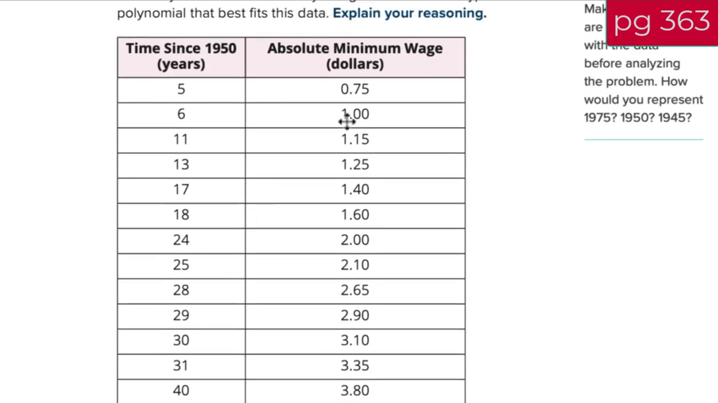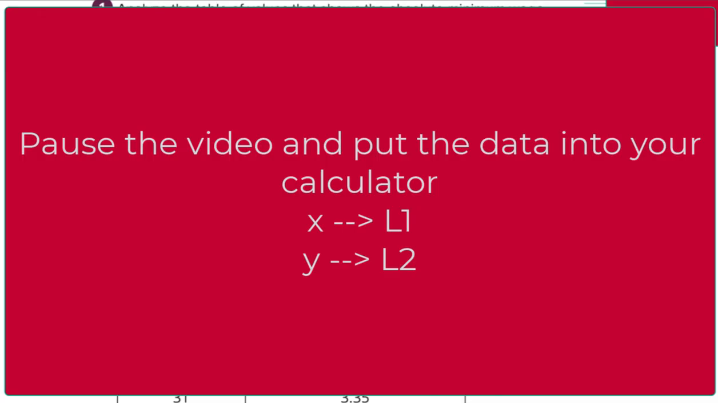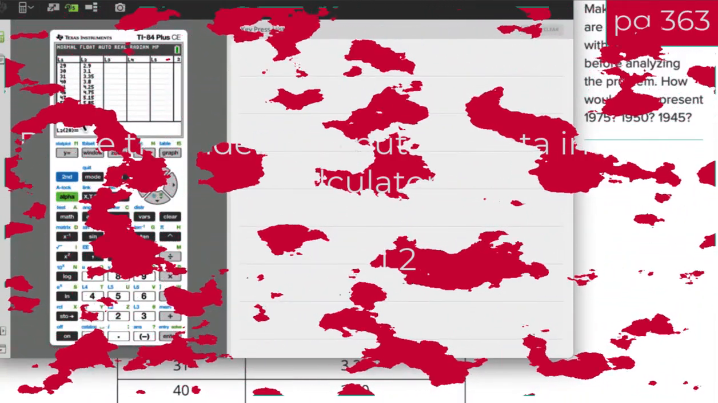There's a whole bunch of numbers here. And here's the minimum wage. Can you believe that? By 1956, they pay you $1 an hour. Oh my goodness. But anyway, let's put this in our calculator right now. So pause the video and put this data in your calculator. Go. Okay, so please make sure you're actually pausing the video and putting the data in.